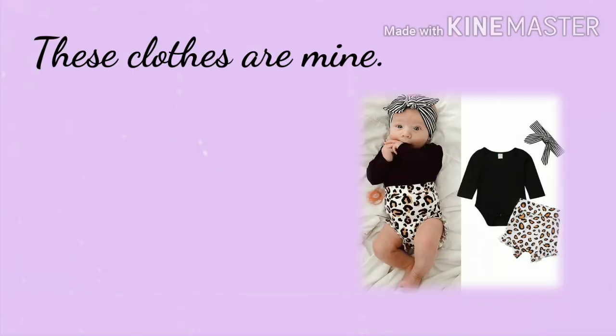For example, these clothes are mine. Here, which is the possessive pronoun? Yes, mine. How do we write the possessive pronoun here? We write it without an apostrophe. Without an apostrophe, we write the possessive pronoun here. So remember, children, don't use an apostrophe when we write a possessive pronoun.